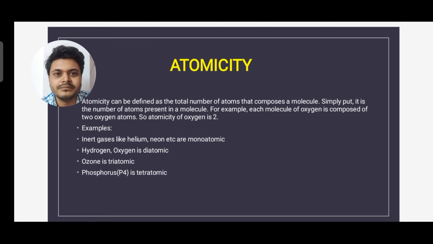You can see examples like inert gases such as helium, neon, etc. are monoatomic. Hydrogen and oxygen are diatomic, that's why they are written H2 and O2. For helium we only write He, and for neon we write Ne. Ozone is triatomic, that means we write O3, and phosphorus is tetraatomic, that's why we write P4.